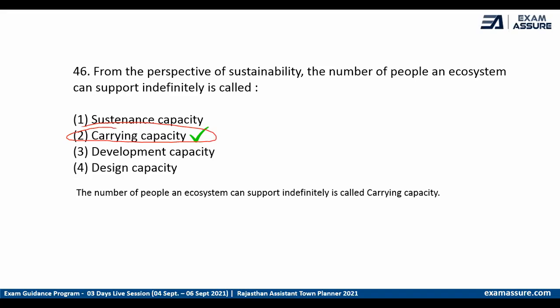This kind of stage is called overshooting. So if in one year carrying capacity could be asked, in another year overshooting could be asked. So you should remember this term, overshooting. Let's move on to the next question.